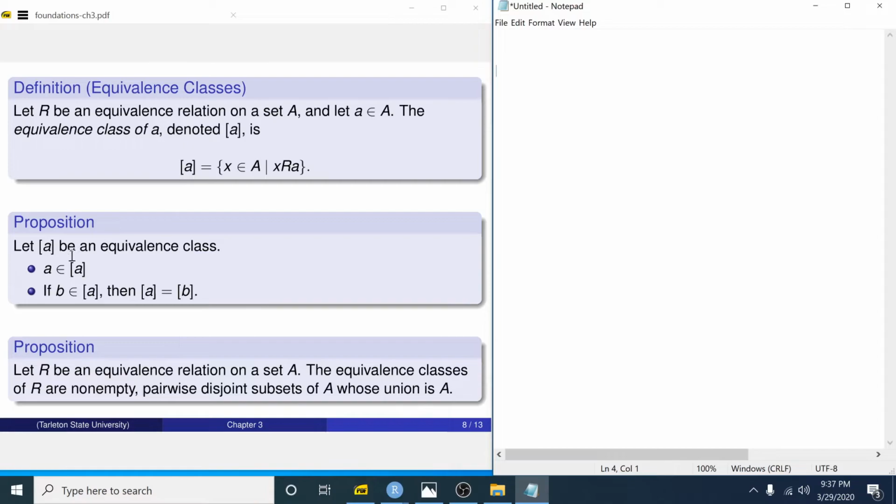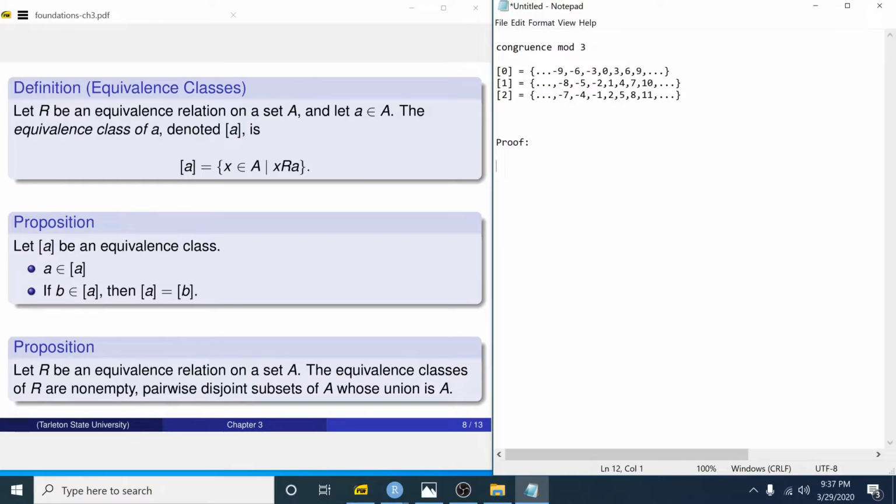So what is this one saying? It says let [A] be an equivalence class. First thing is that A is an element of [A]. We need to prove that. And the second thing here is we need to prove that if B is an element of [A], then [A] is equal to [B]. Okay, let's do that. And in fact, I just realized I'm going to want these examples to be here, so let's leave these up. But yeah, let's prove these.